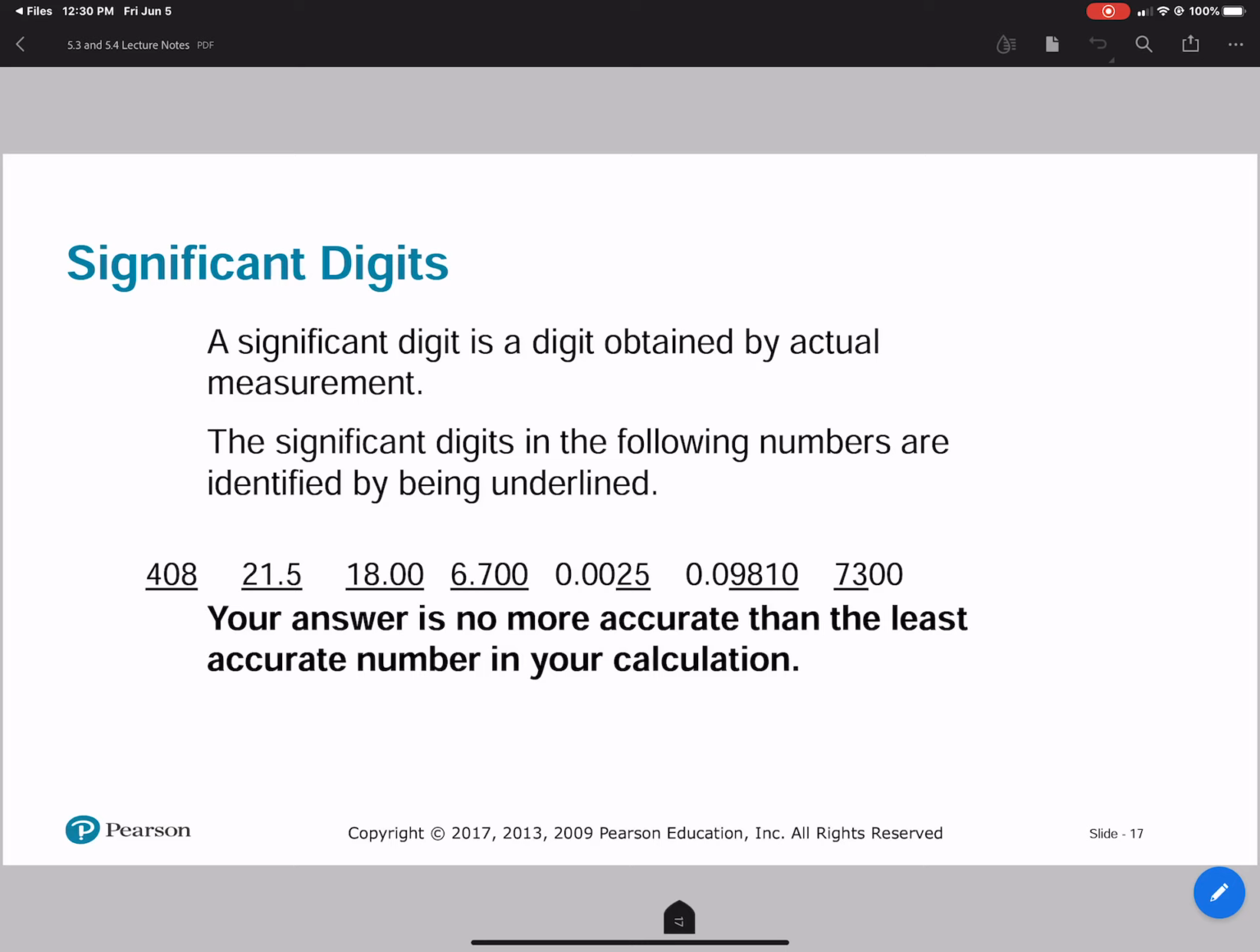Your answer is no more accurate than the least accurate number in your calculation. So make sure that you understand what is significant and what's not significant. If you notice, the only numbers that are not really significant are zeros. But not all zeros are insignificant. It just depends on where it is. So keep that in mind.